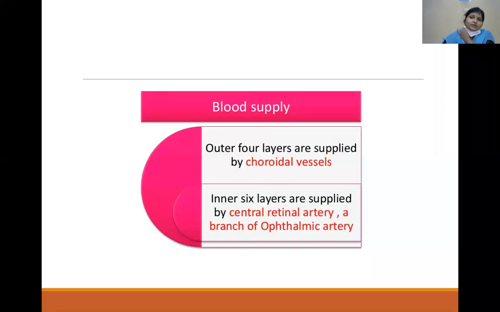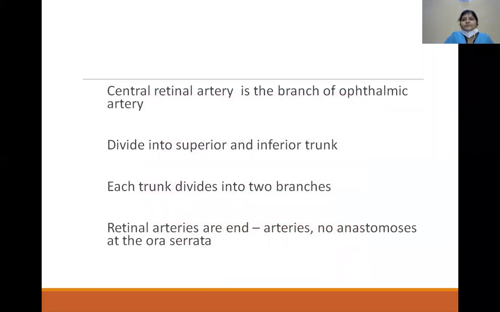Next, coming to the blood supply. There are 4 outer layers and 6 inner layers. The outer 4 layers are supplied by choroidal vessels, that is the anterior and posterior ciliary arteries. Whereas the inner 6 layers are supplied by the central retinal artery, which is a branch of the ophthalmic artery. What is important is that the central retinal artery is an end artery, so there are no anastomoses between branches.